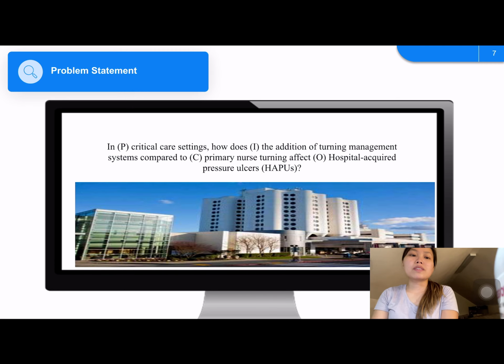So the problem statement for this proposal is, in the critical care setting, how does the addition of a turning management system compared to primary nurse turning affect hospital acquired pressure ulcers?